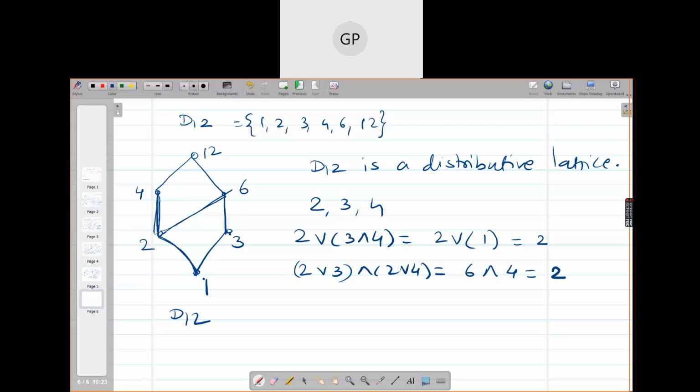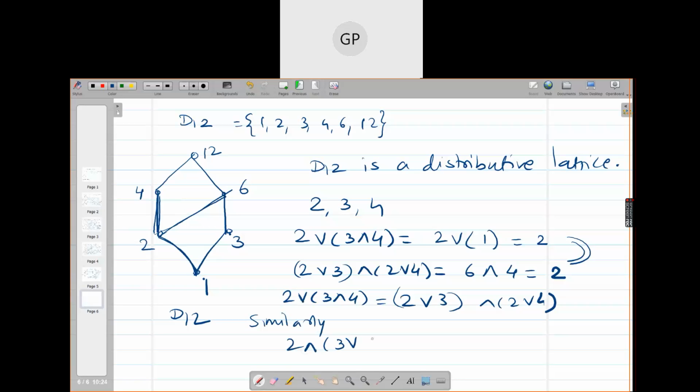So are you getting that they are equal? Here, 2 join 3 meet 4 is 2 join 3 meet 2 join 4. And remember, whatever is true for join, you can replace by meet in the dual. It is called the dual, which we will see in Boolean algebra. That is, what is true for join is true for meet. So similarly, replacing join by meet and meet by join, 2 meet 3 join 4 will be the same as 2 meet 3 join 2 meet 4.